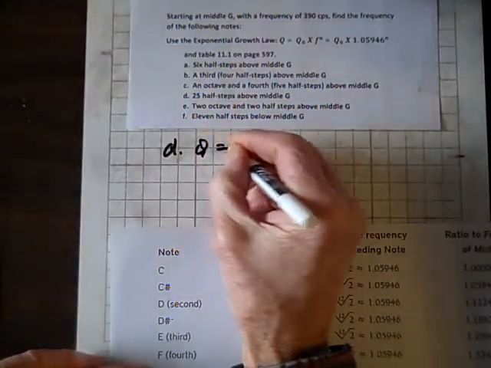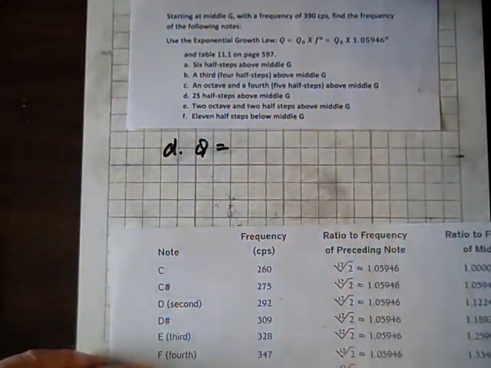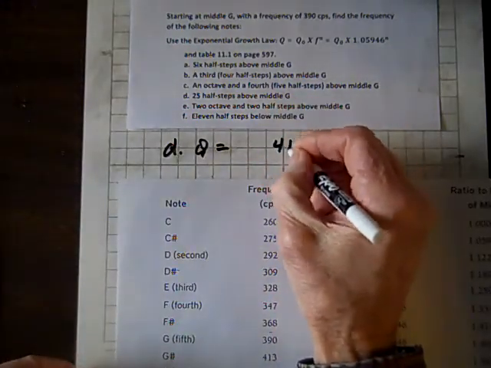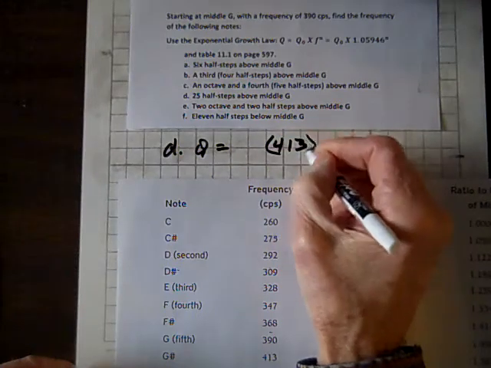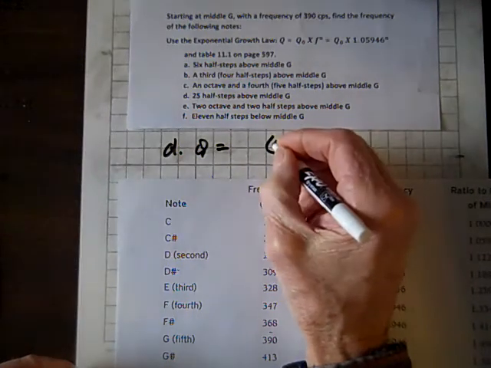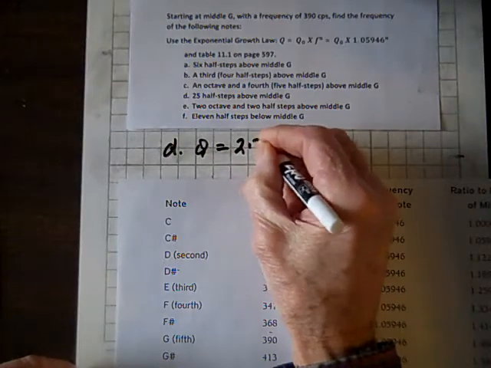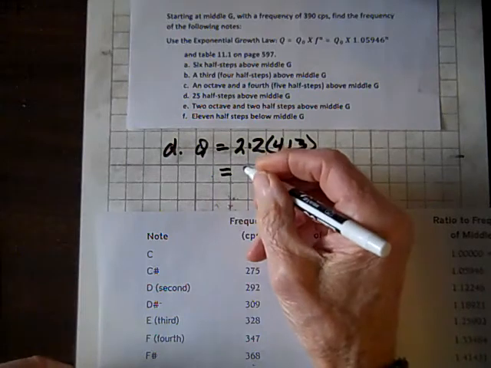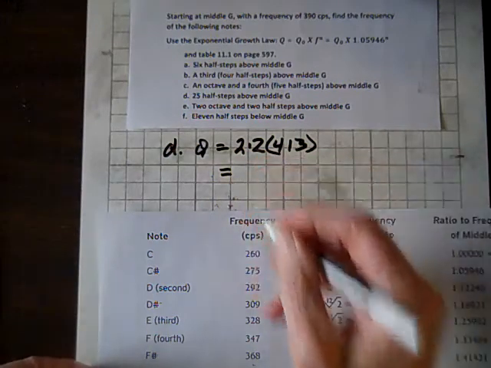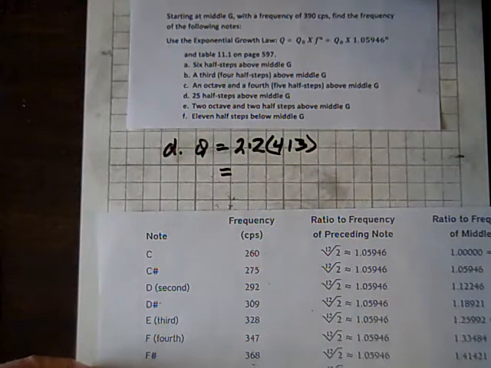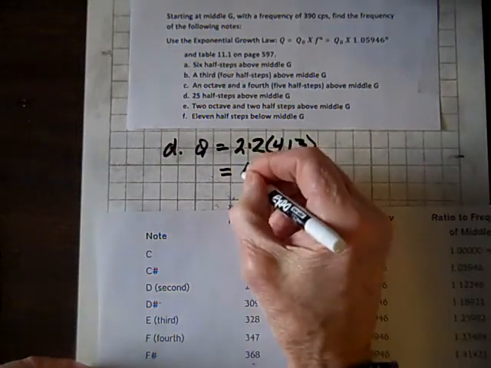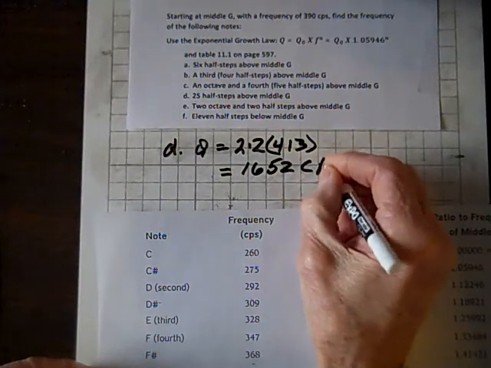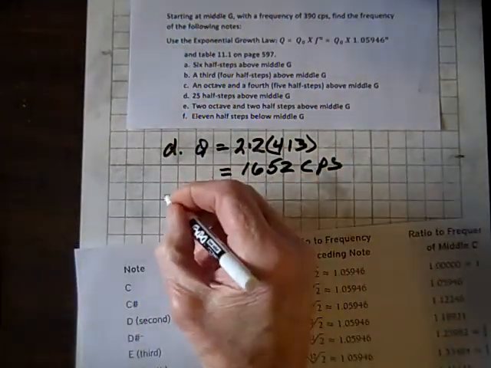So Q is going to equal, we're going to take, let's see, G sharp 413 cycles per second. And we're going to double that. And then double it again, 2 times 2, because we went up 2 octaves. And when we do that, we get 1,652 cycles per second.